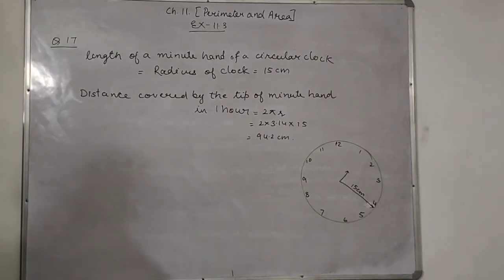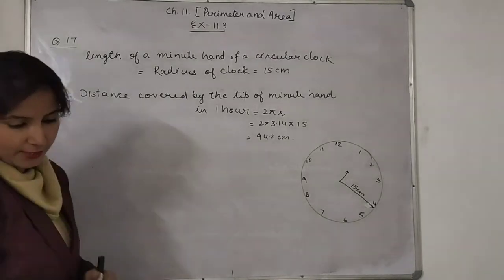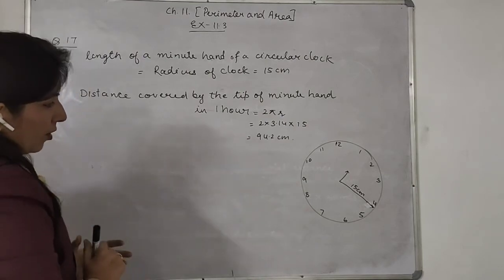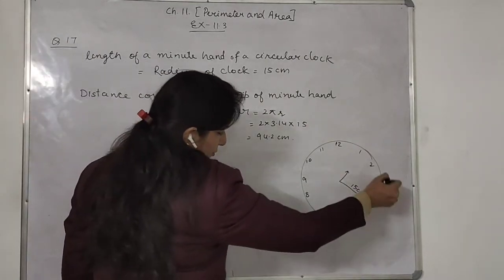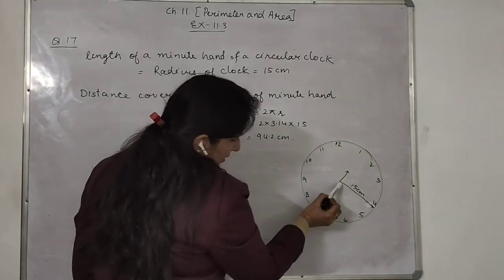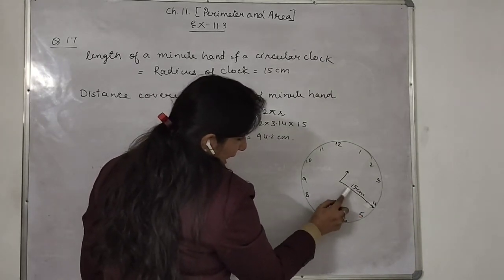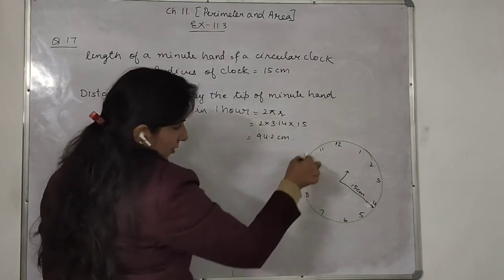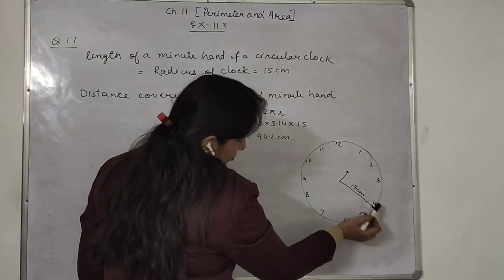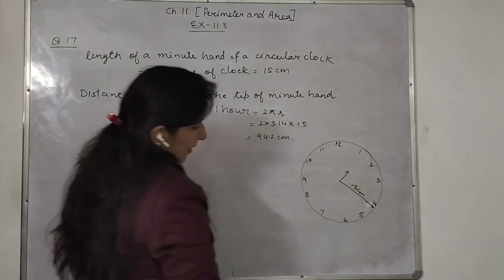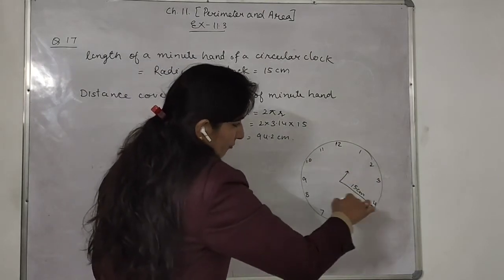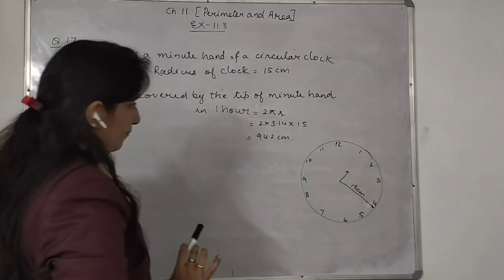Now question number 17 of this exercise, which is the last question. What they have given is the minute hand of a circular clock. This is a circular clock, suppose, and the length of the minute hand is given to us. We are considering that the minute hand tip is just touching this circular clock. Now 15 centimeters is the length given, meaning we can consider it as the radius of the circular clock.